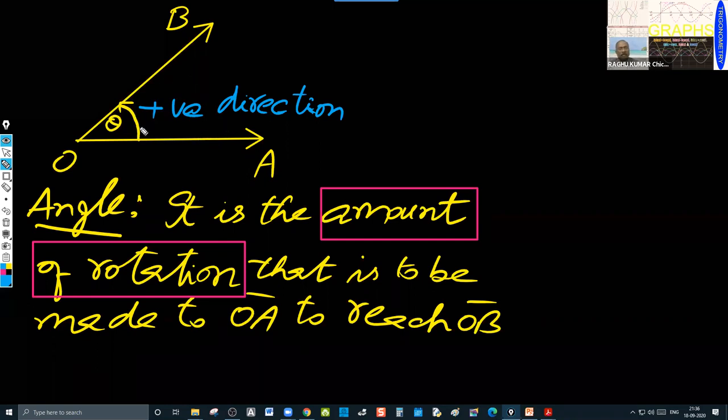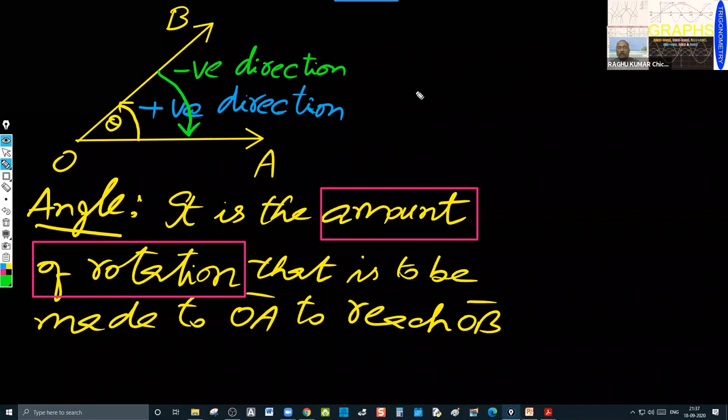Then what should be the negative direction? If it is measured in the clockwise direction, the clockwise direction is nothing but the negative direction. You must understand that. So here OA to OB is anti-clockwise. And if you rotate OB to OA, it is said to be negative direction or clockwise direction. So you must understand this positivity and negativity of the angle first. If the angle is measured in anti-clockwise direction, positive; in the clockwise direction, it is negative.